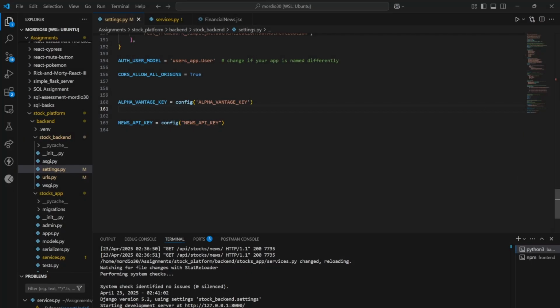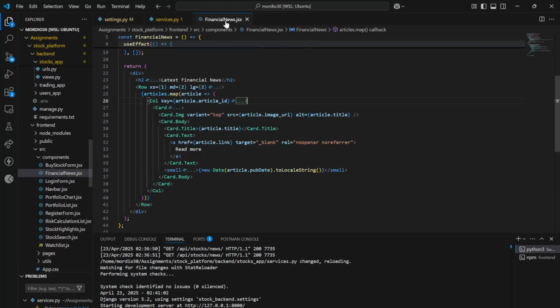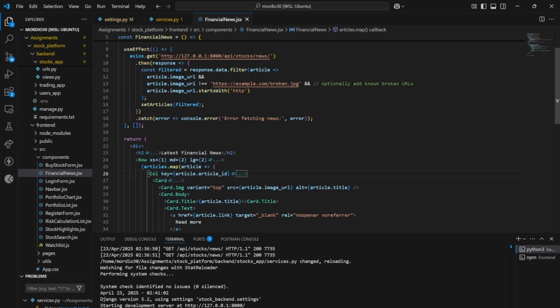Now, for our APIs, we're using Alpha Vantage API for live stock data, and NewsAPI for live financial news. And on our front end, we're using React with React Bootstrap for responsive design. We're also using Recharts for data visualizations and React Router for navigation.